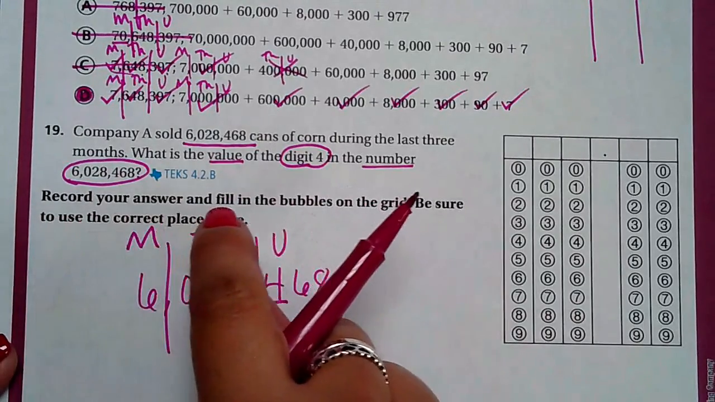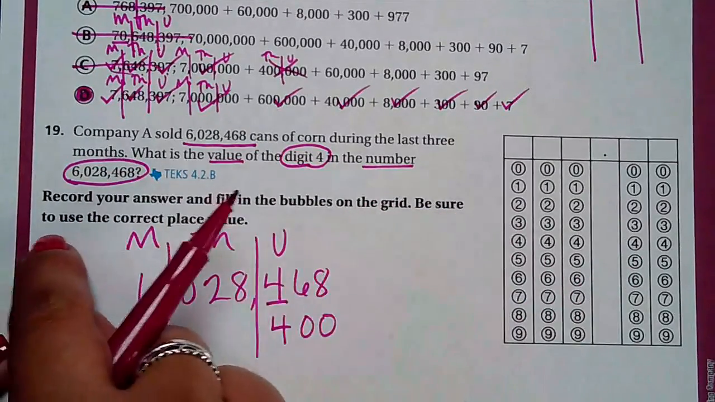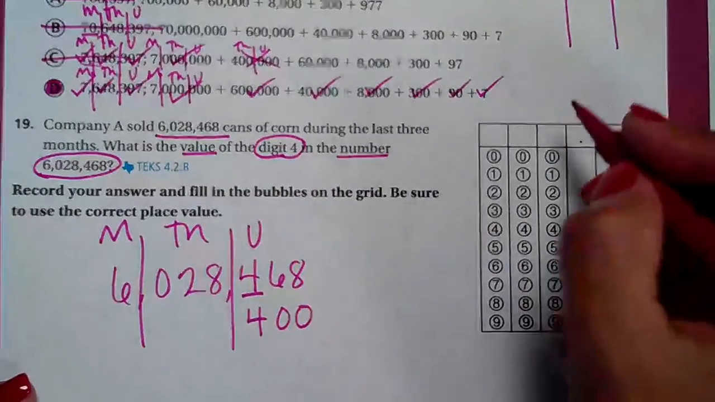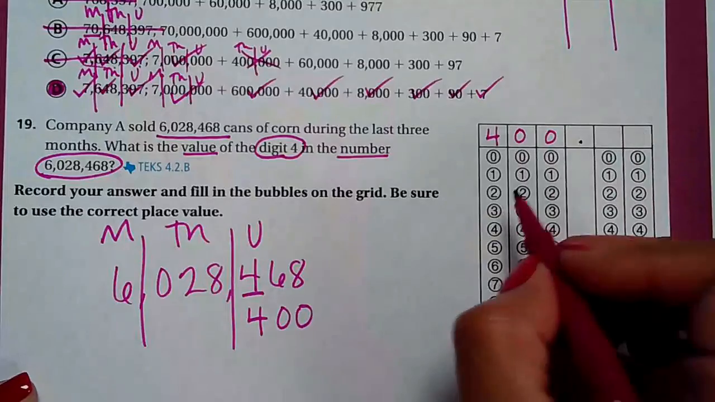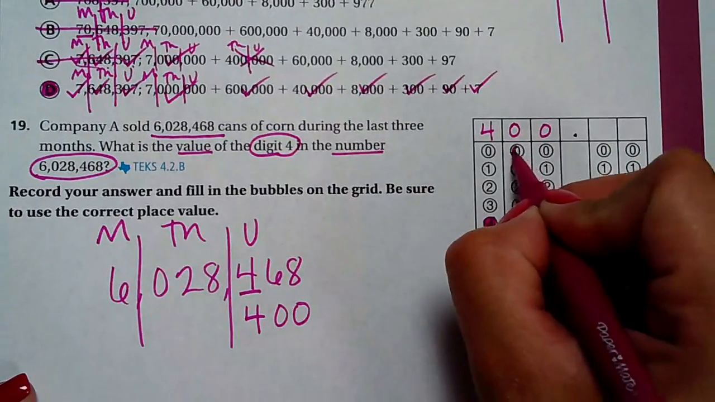It says record your answer and fill in the bubbles on the grid. Be sure to use correct place value. Well, here's the decimal. So it's 400.